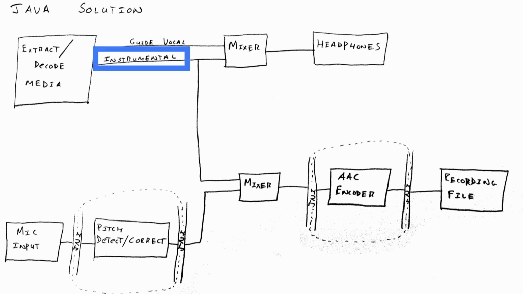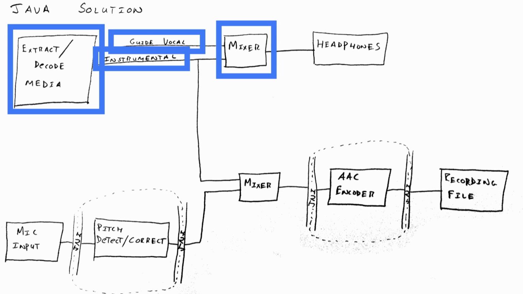Hey, Christian, we can figure this out. Show us how it works inside. All right. So our current app is still using the Java-based solution. We have 2 MP3 audio files, the instrumental and the guide vocal tracks. We decode and mix those files to play on the headphones.